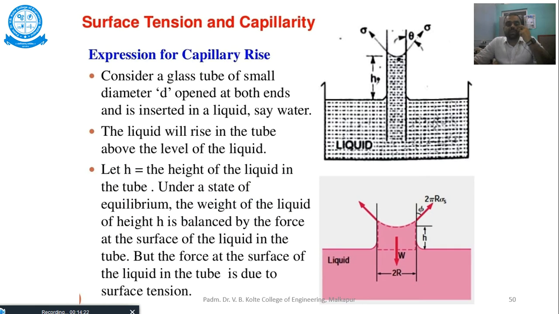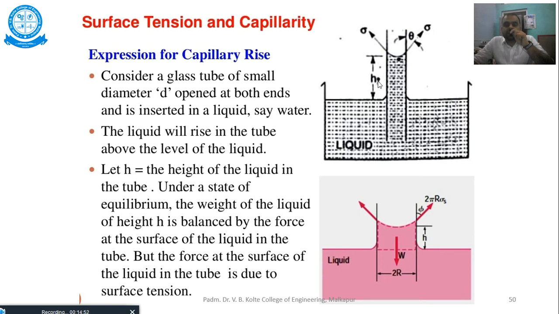So we will see the expression for the capillary rise. Okay, see, one diagram is given here. This container contains liquid, and one glass tube is held vertically. Okay, so what will be the theoretical background for this diagram. So consider a glass tube of small diameter D, open at both ends and inserted in a liquid, say water, in vertical position. Is it right?